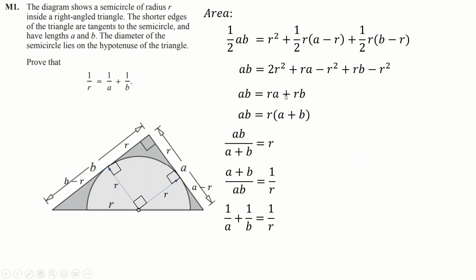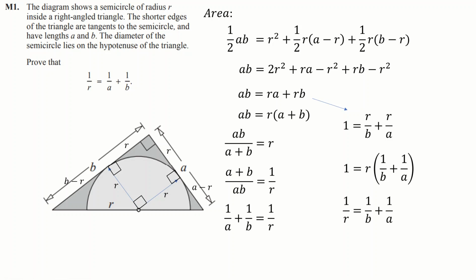Or you can go back to here and say, well, okay, instead of doing that, I'll divide both sides by ab, because that will give me 1 over here equals r over b, because the a's will cancel but the b won't, plus r over a for the same reason. And then of course factorize out the r, and then instead of dividing by this thing, which will make a mess, just divide both sides by r and we'll end up with the same expression as well.